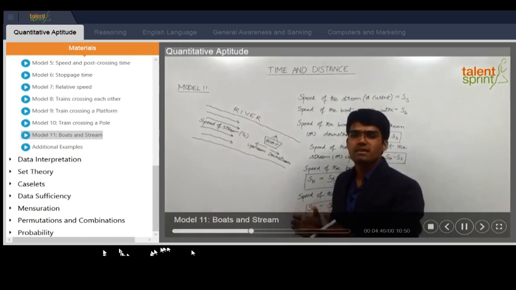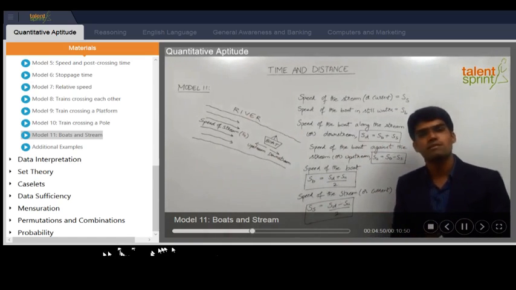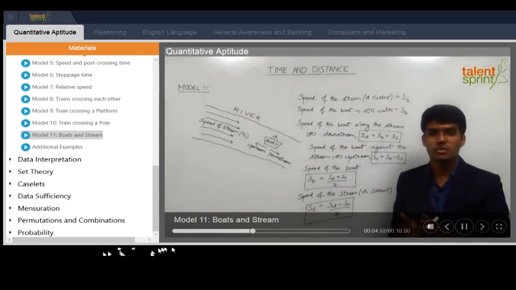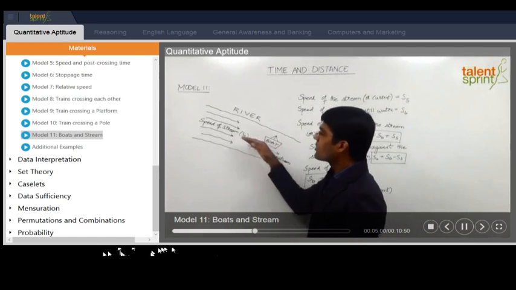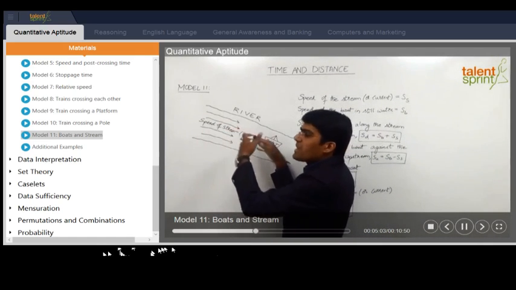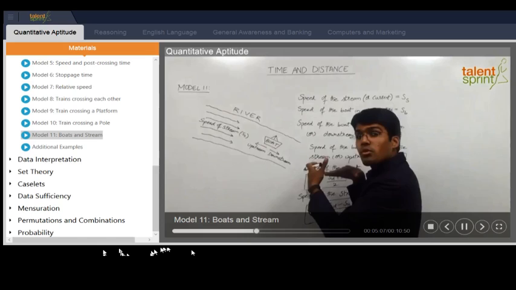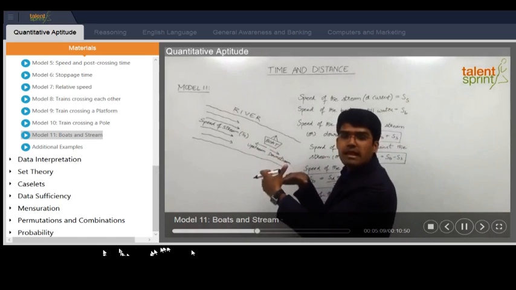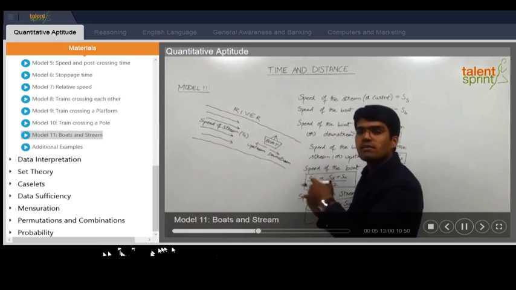In the previous case of relative speed, there was no physical contact when the two trains were moving in opposite direction or in the same direction. So there the relative speed is taken as the sum of the speeds in opposite direction and the difference of the speeds in the same direction. But here, when the boat goes upstream, the water coming from the opposite direction tries to push the boat backwards. So the boat struggles to move in the forward direction. Hence it takes more time. And when it takes more time, we can understand that the speed of the boat has reduced.